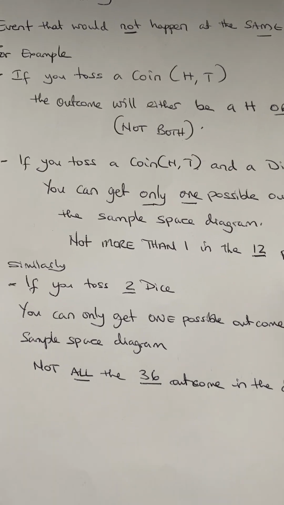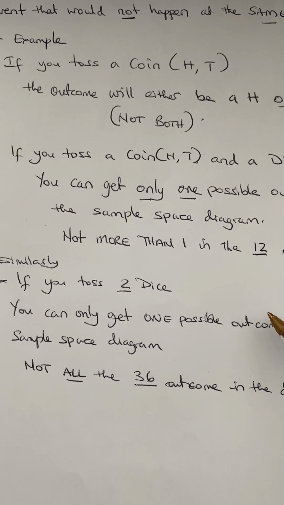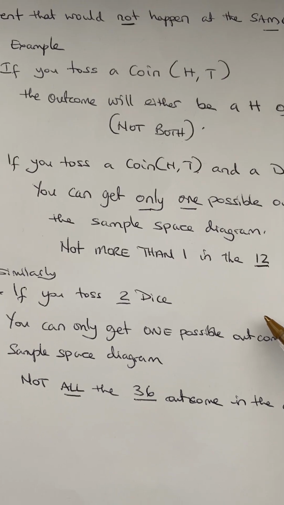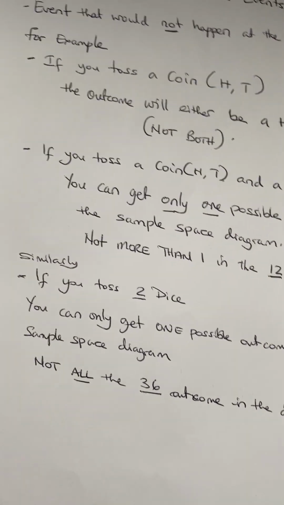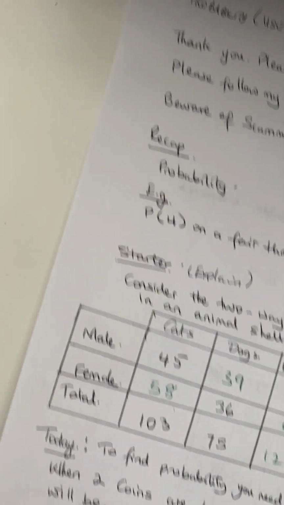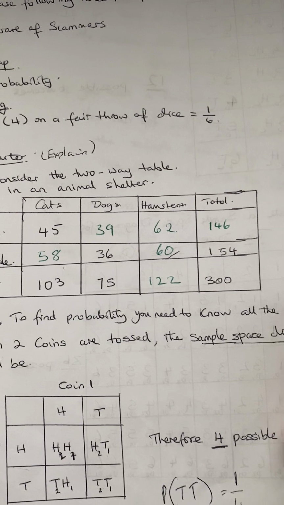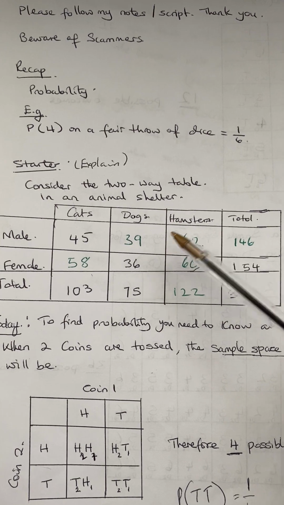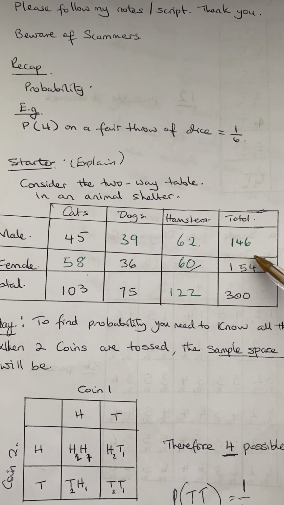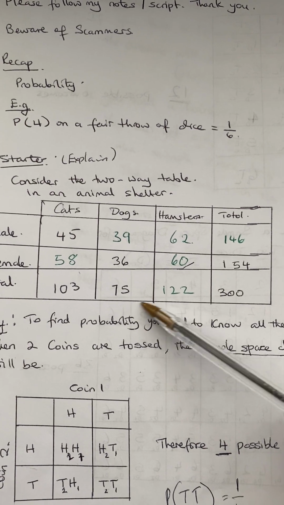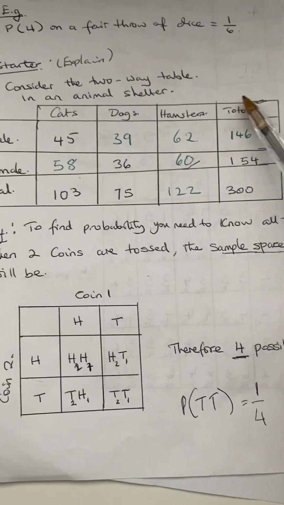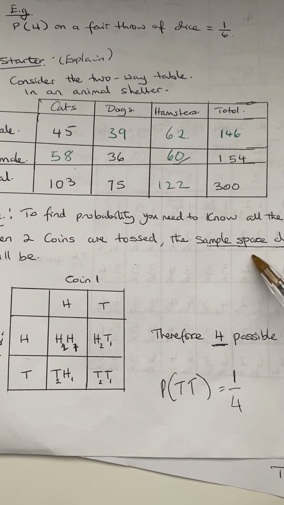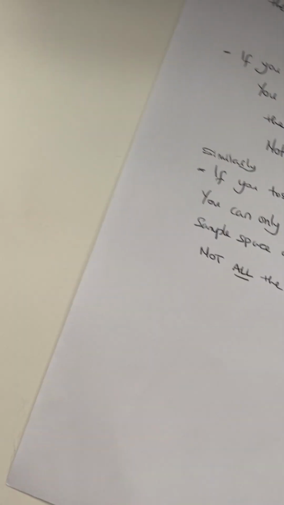Okay. So what have we been looking at today? We did a recap on probability, and then we looked at the two-way table from the animal shelter. I helped you fill out the empty spots, which I've put in green. I explained that to you, and then I've shown you the use of the sample space diagram, and then we've talked about mutually exclusive events.